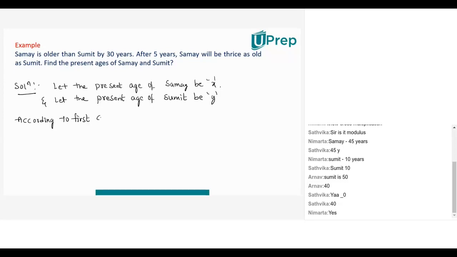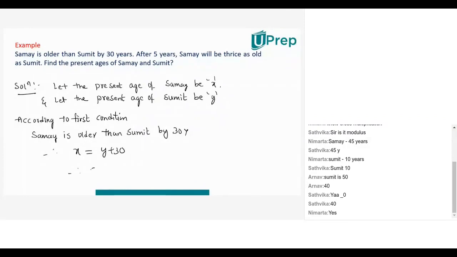Now, according to the first condition, what is given? Samay is older than Samit by 30 years. Therefore, x is y plus 30, obviously. Samay is 30 years older than Samit. So if Samit's age is y, then y plus 30 will be the age of Samay.